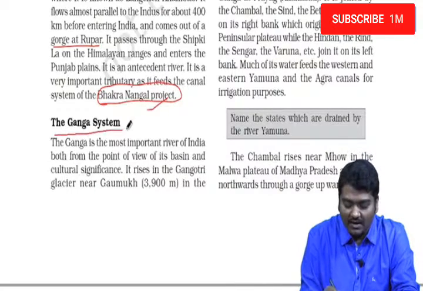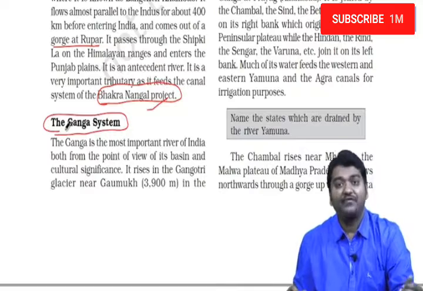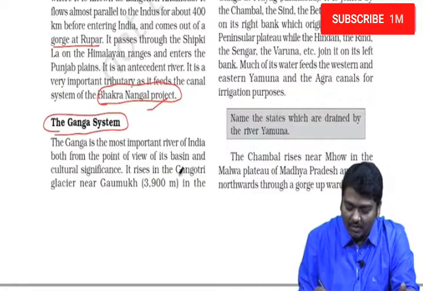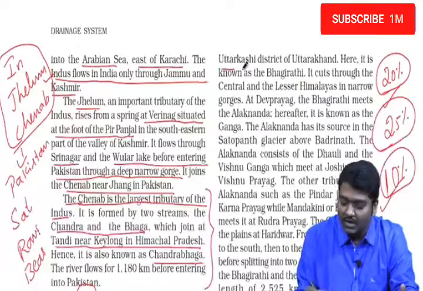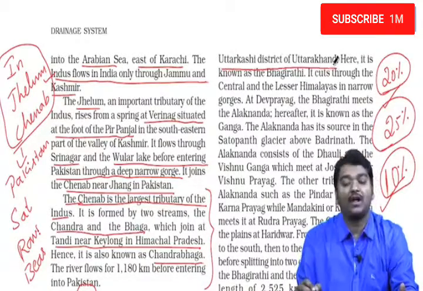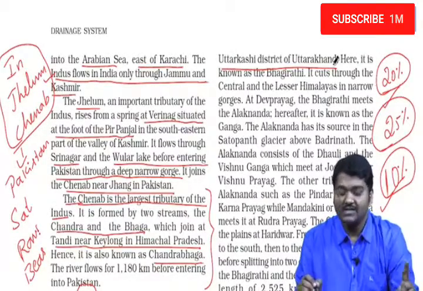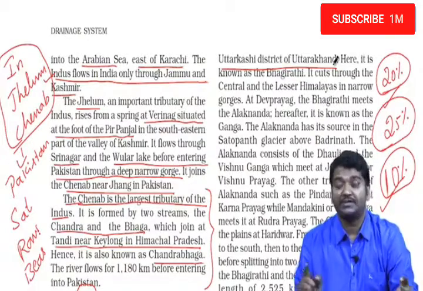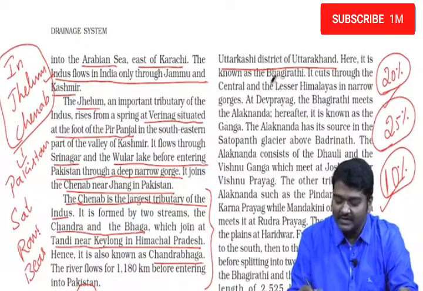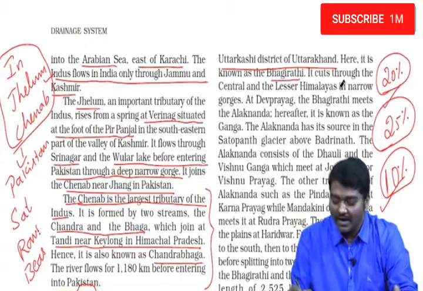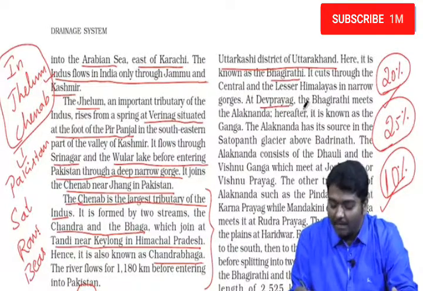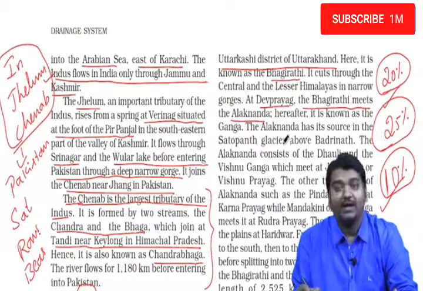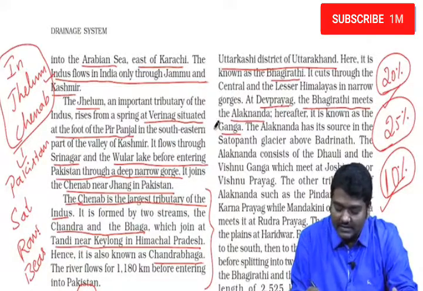Then we have the Ganga system. So very easy. You are talking about Gangotri Glacier near Gaumukh in Uttarkashi district of Uttarakhand. Remember guys, this is not originating in Tibet, it is in Uttarakhand. Here it is known as Bhagirathi. It cuts through the central and lesser Himalayas and forms gorges at Devprayag. Bhagirathi meets Alaknanda and after this it is called Ganga.